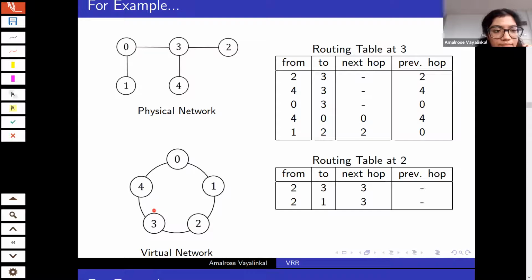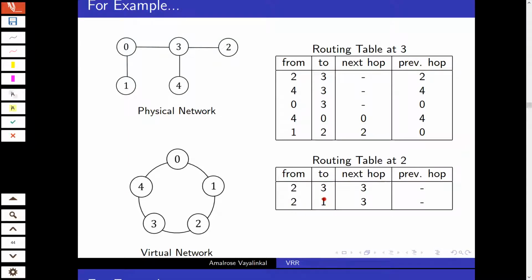Okay. Then my next question is, at the routing table at 2, for example, the second one you put is from 2 to 1. Should I also include 2 to 4? What makes it that you don't include this? Because I assume that they are also virtually linked.